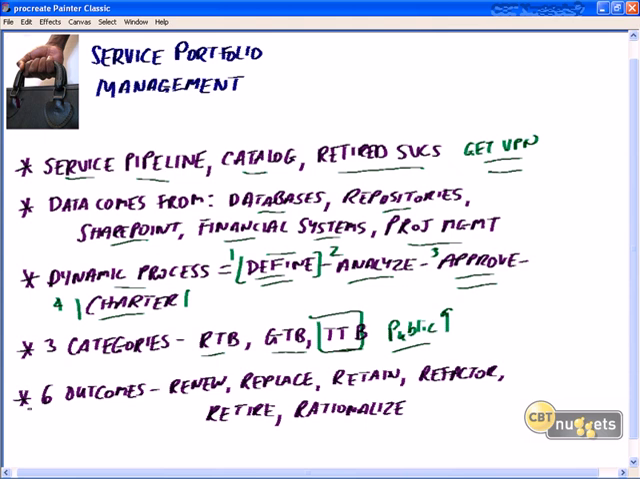We also have what are called 6 outcomes. 6 outcomes of service portfolio management. And you want to memorize these, and it's easy because they all start with the letter R. Okay? We have the outcome of renew. We would renew services because they meet the functional needs, but they fail technical needs. Okay? So they provide functionality, but from a technical standpoint, they don't work for us. So we're going to renew. We may replace. Okay? We have services that are not clear, or maybe they overlap other business functionality. So we're going to replace them with a different service.